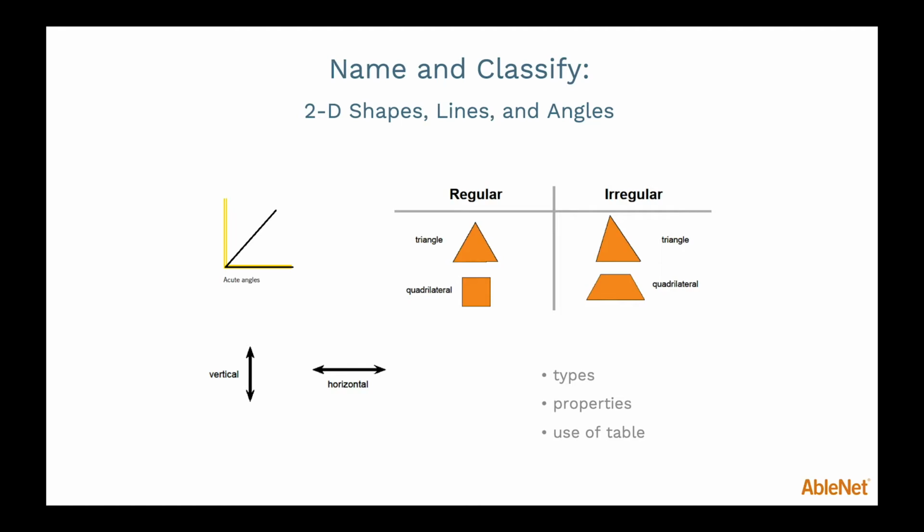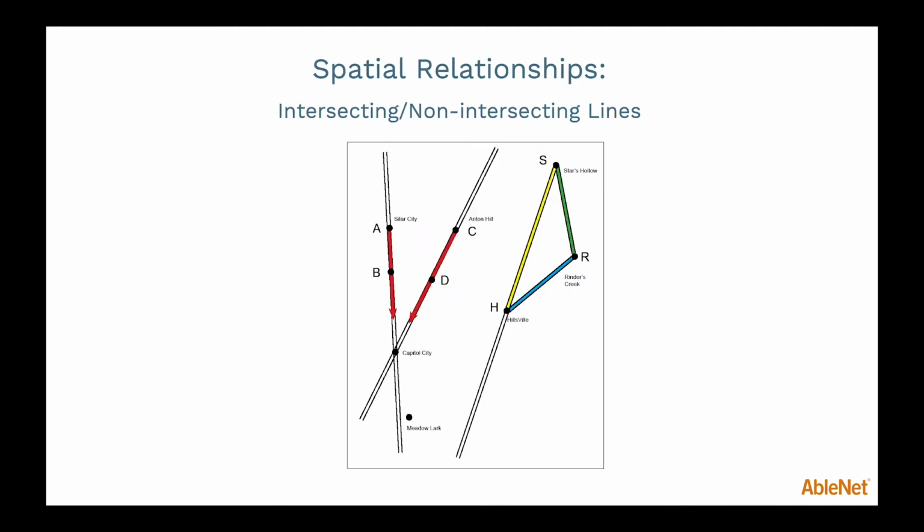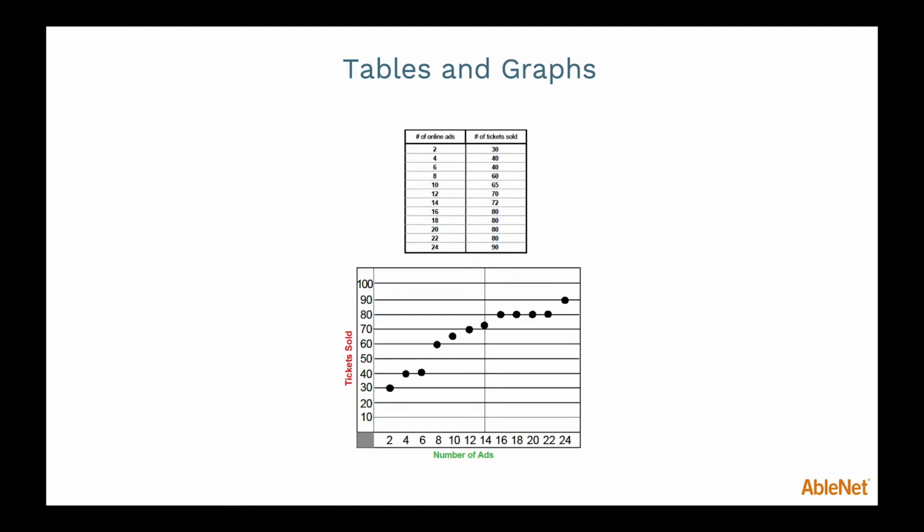Students identify types, properties, and use a table to organize the information. Spatial relationships are taught with intersecting and non-intersecting lines. Lessons provide opportunities to discuss how intersecting and non-intersecting lines look in space, such as on a map or within the student's environment. Students also learn about graphs from a geometry perspective. Students begin to learn about graphing linear equations.